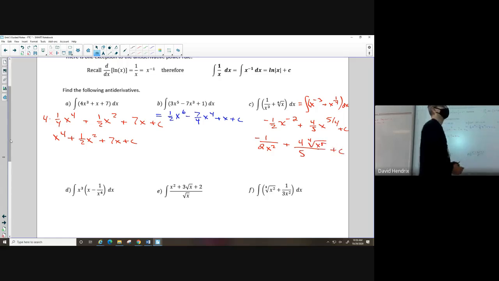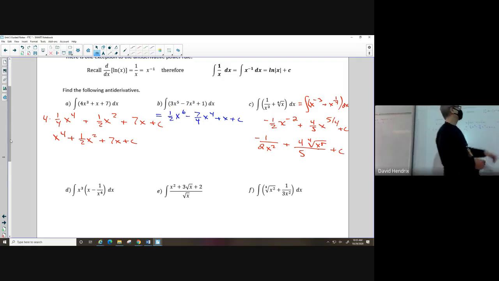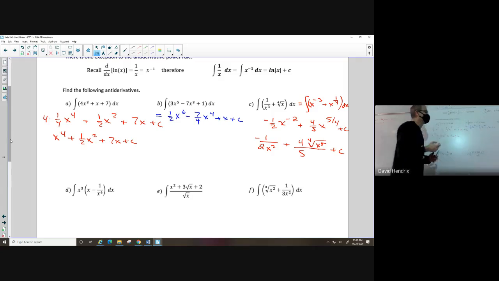What's that? 5/4, right? 5/4. Yeah. We have to multiply by the reciprocal of it. So if we were to take the derivative of this, it's going to cancel out. That makes sense? And then we drop one power. Everybody good? Do we got any questions?